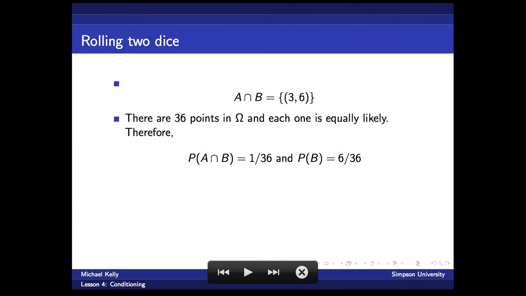There are 36 points in omega, and each is equally likely. Therefore, the probability of A intersect B is 1 out of 36, and the probability of B is 6 out of 36, because if you go back a few seconds, there were 6 points inside of the set B.